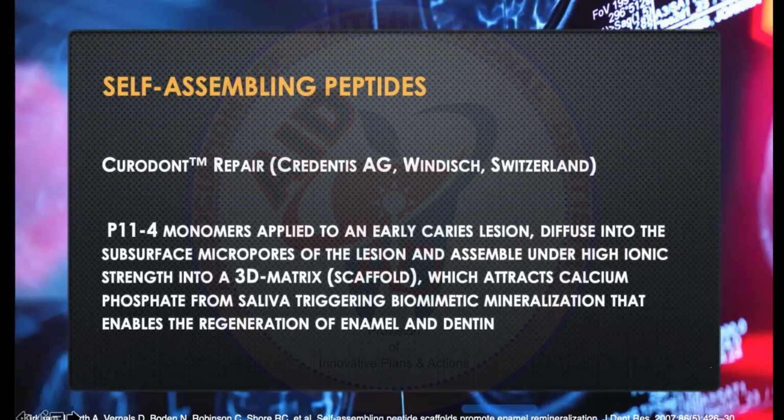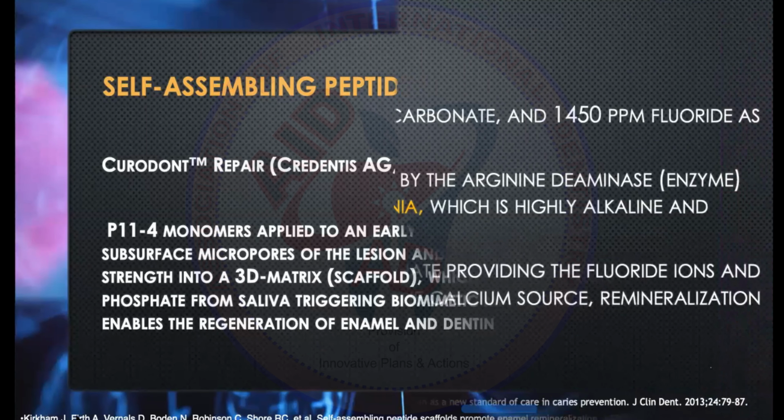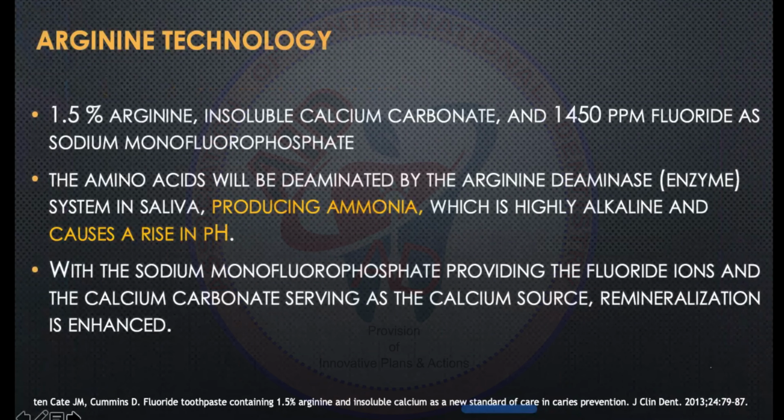So basically what happens when this monomer is applied to an early carious lesion, it diffuses into the subsurface micropores of the lesion, and then it attracts calcium and phosphate from saliva. And with that, there will be formation of a crystal, which enables the regeneration of lost calcium from enamel and dentin.